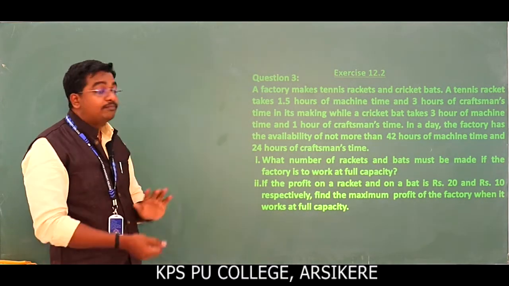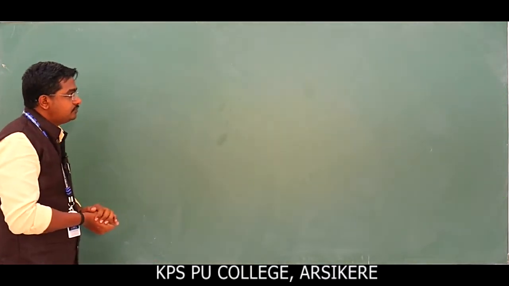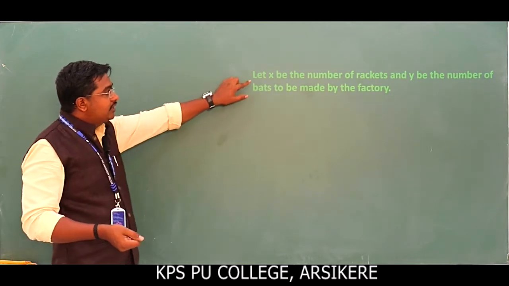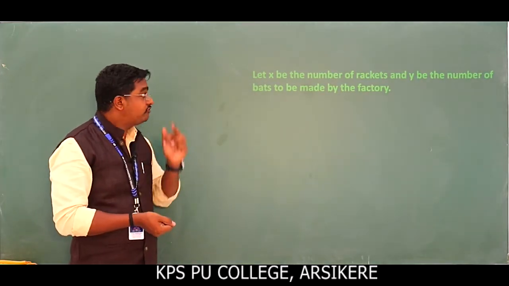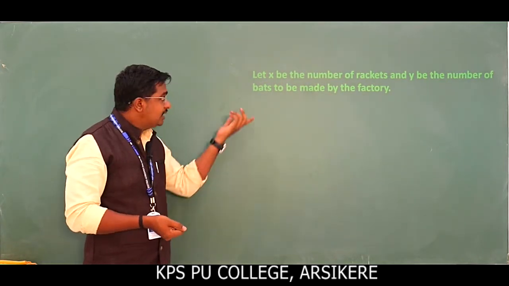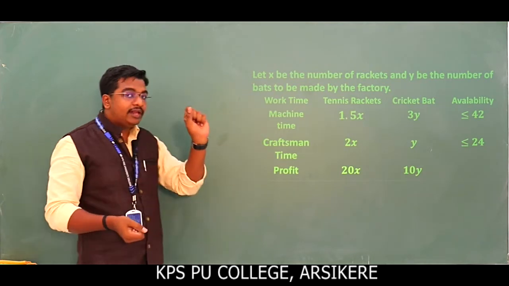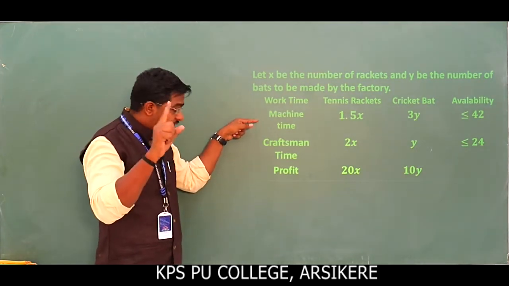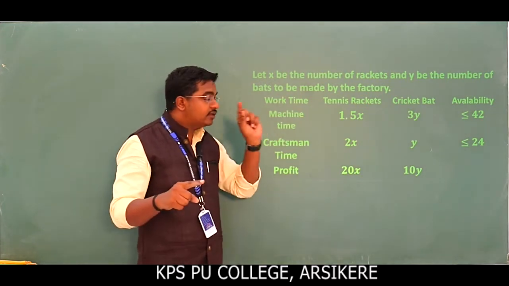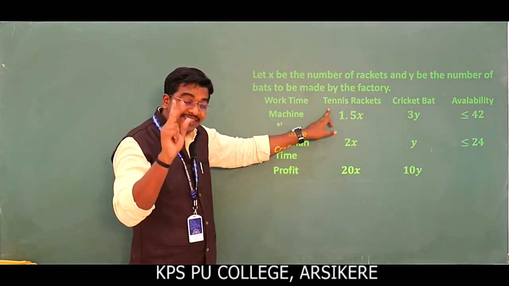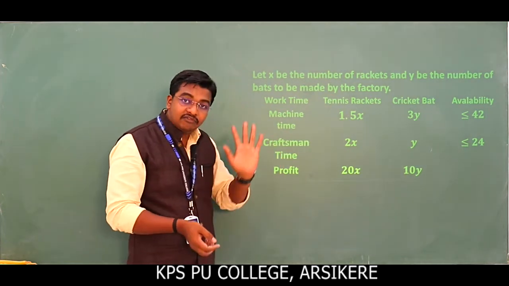Okay, convert to mathematical form. Let x be the number of rackets and y be the number of cricket bats to be made by the factory. Next, we have the work time, one is machine and the other is the craftsman's. They are making two things here: first, tennis racket, and second, cricket bat, and also the availability is given.